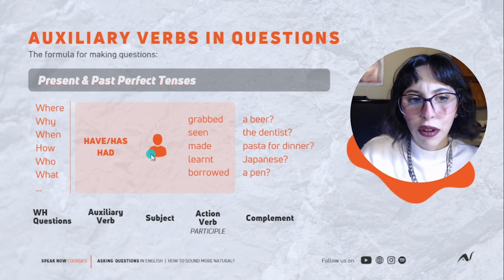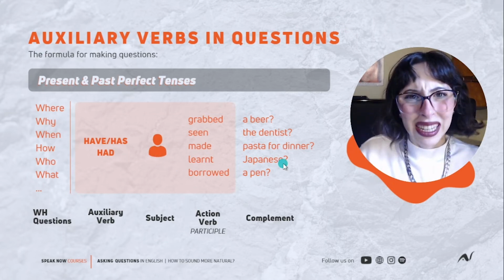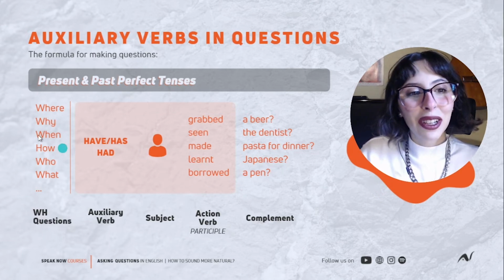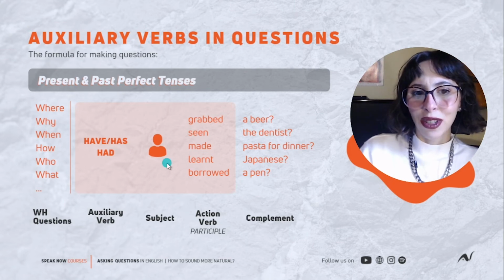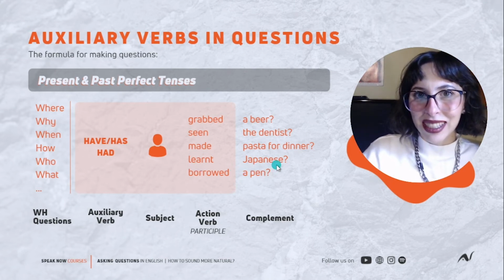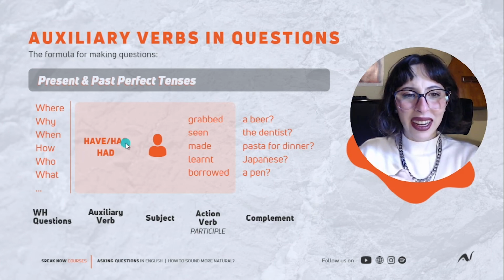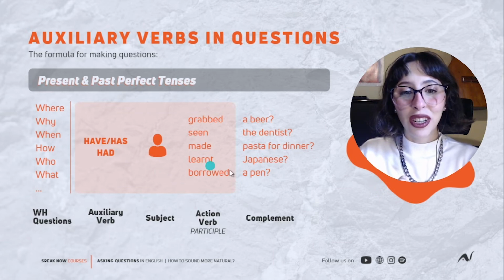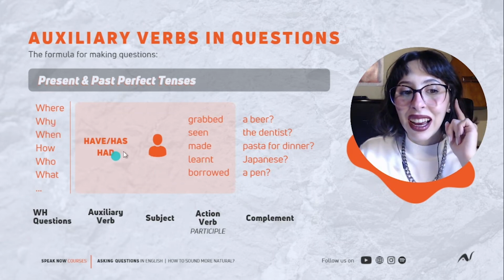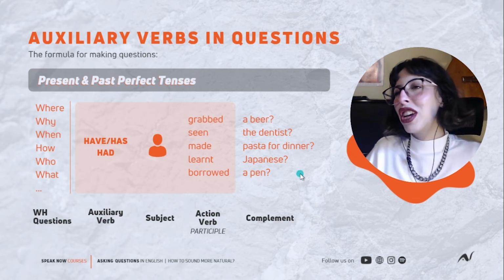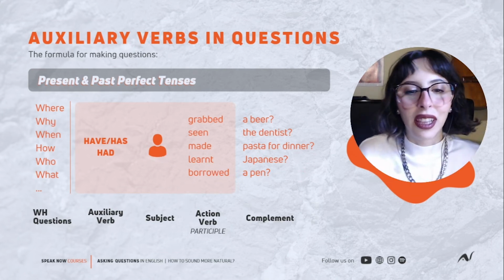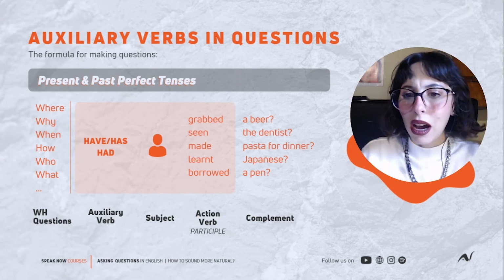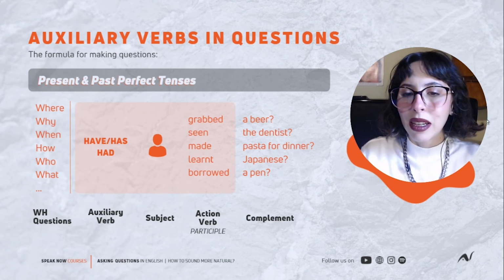Let's imagine an example for that. Has your sister learned Japanese? Let's include why. Why has your sister learned Japanese? Can you repeat that? Why? One more time. Why has your sister learned Japanese? Oh, she has learned Japanese because she loves the language. She's a fan of Naruto, I don't know. All right, so this is how the auxiliary verbs work in present and past perfect tenses.